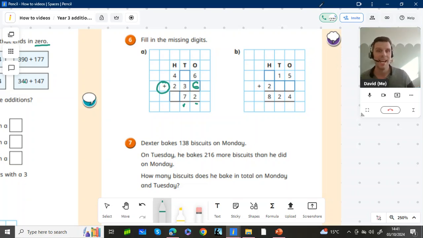Now, this time, I'm starting with 3, and my answer is 7. But I've also got an extra 1. So I'm going to start with 3 in my head, and I'm going to add 1. That makes 4. 3 plus 1 is 4. Now I need to get to 7. So I'm going to put 4 in my head and then count on to 7. 4, 5, 6, 7. And I've got 1, 2, 3 fingers up. So my answer here is 3.